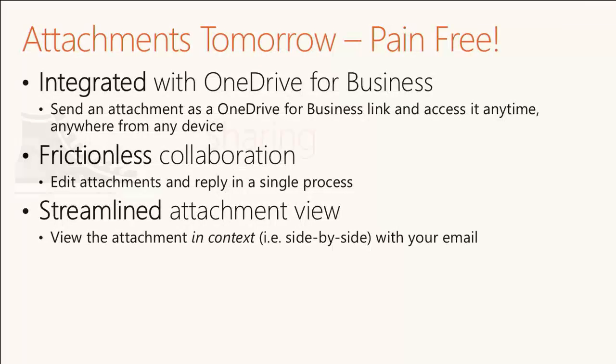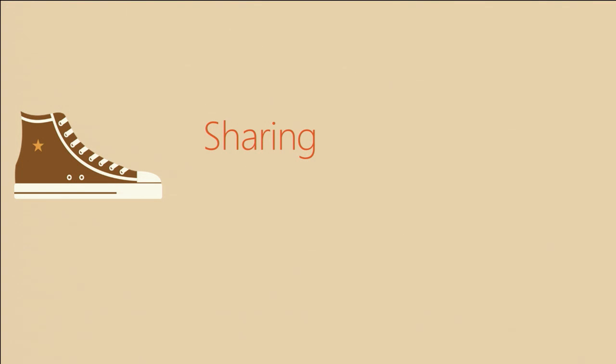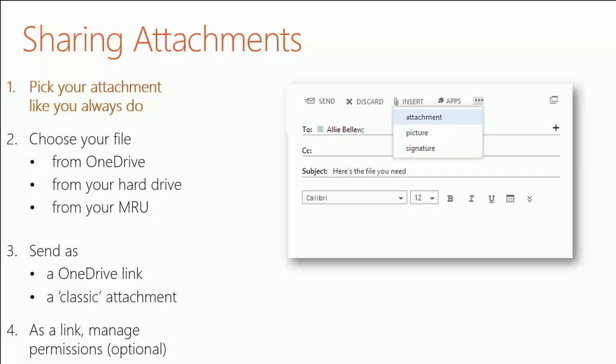So what I'm going to step through here in slides are a couple of our basic scenarios. And then we're going to go into a demo, see this in action. So our first scenario is about sharing. I have an attachment. I just want to share that with others. So step 1 does not change at all. You still pick your attachment the way you've always picked your attachments.